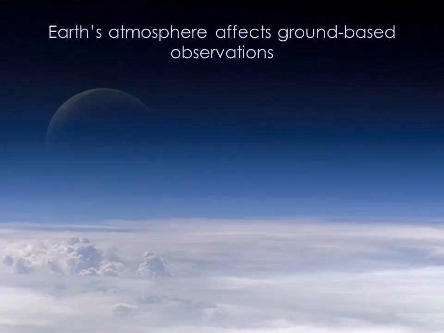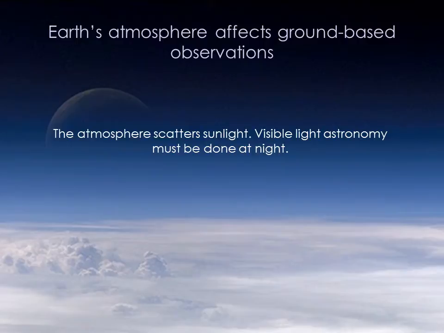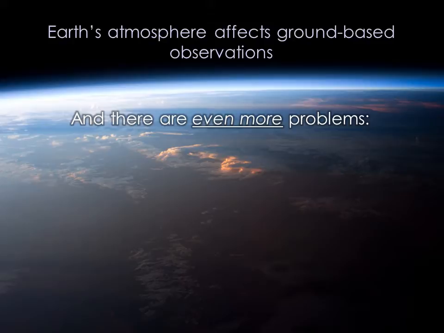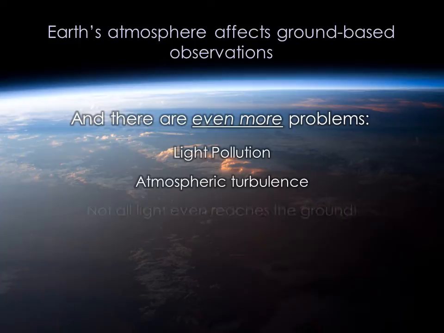The sky is bright during the day because of atmospheric scattering of the sun's light. The much dimmer light of most celestial objects gets drowned out, so visible light astronomers can only work at night. And they can only work if it's clear. The sky is often filled with those pesky clouds. But even if it's at night and spectacularly clear, there are additional effects that stymie the astronomer: light pollution, atmospheric turbulence, and the fact that most forms of light can't even reach the ground.